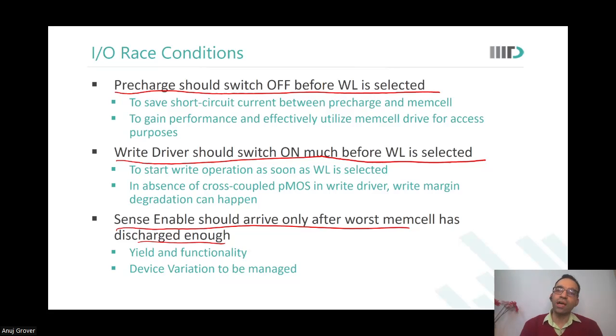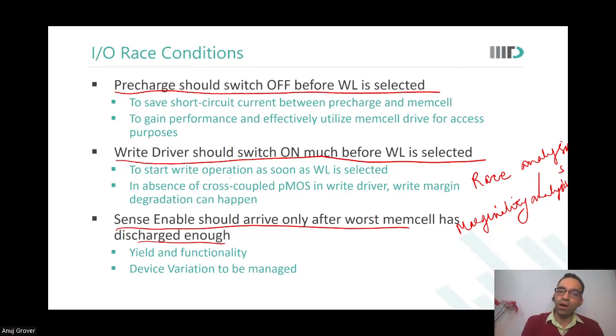So as a memory designer, you would necessarily need to do what is called race analysis or marginality analysis. Why marginality? What is the margin? How early does precharge go off before the word line arrives? That's the kind of margin. So we want to see what kind of margins exist inside the memory so that the memory doesn't fail.